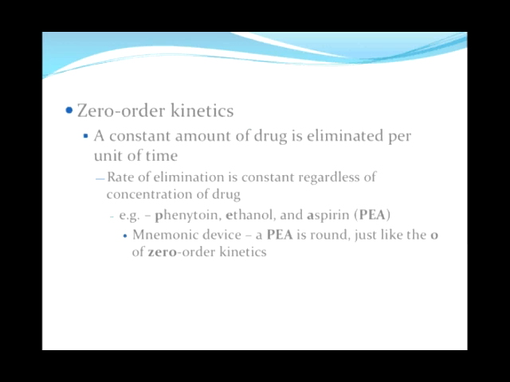Drink one beer and your body will metabolize one beer per hour. Drink 10 beers and your body will metabolize one beer per hour. Don't test this, just take my word for it. The reason is that the elimination pathway becomes saturated and there are only enough enzymes to clear about one beer per hour.